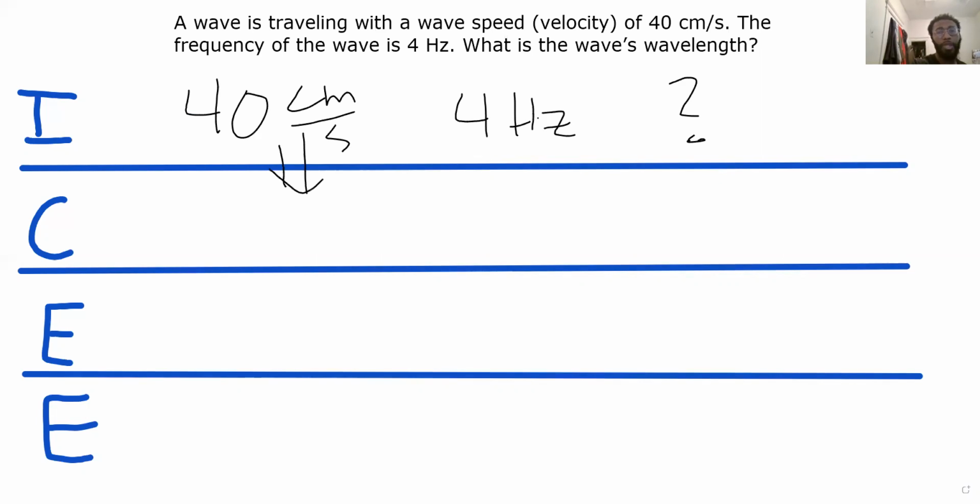We're going to categorize all of these. 40 centimeters per second, it told us that was the wave speed or velocity. 4 hertz told us that's the frequency. And the wavelength is what we're looking for.